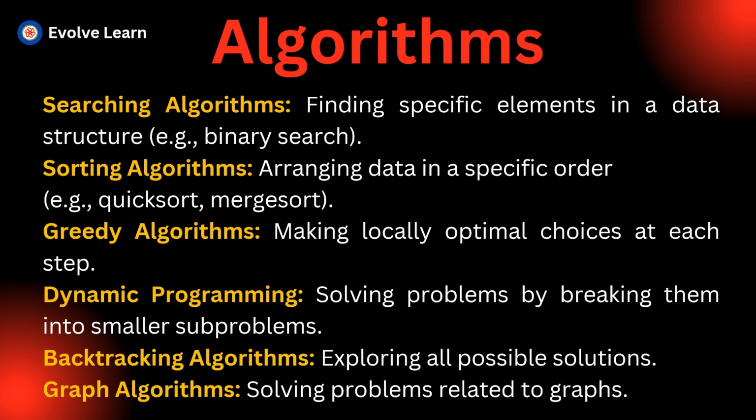Last but not least, graph algorithms. Graph algorithms in data structure and algorithms are a set of techniques and methods used to solve problems related to graphs, which are a collection of nodes and edges. These algorithms are designed to perform various operations on graphs such as searching, traversing, finding the shortest path, and determining connectivity. They are essential for solving a wide range of real world problems, including network routing, social network analysis, and resource allocation.